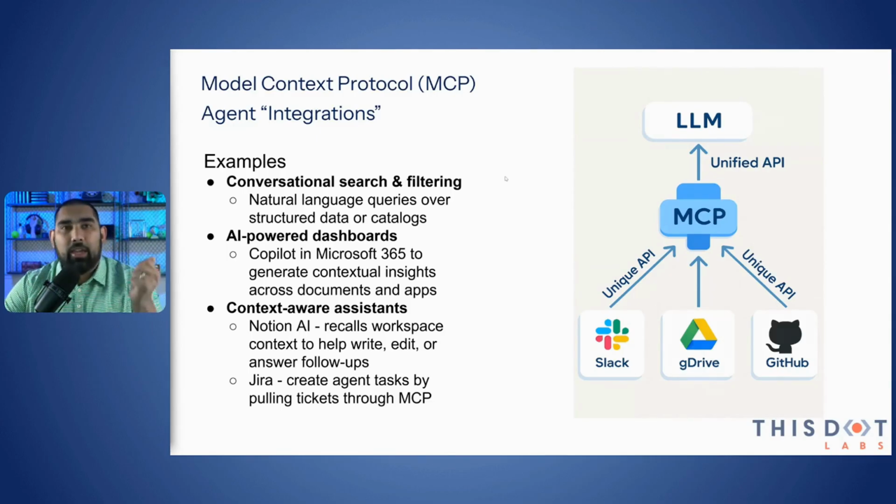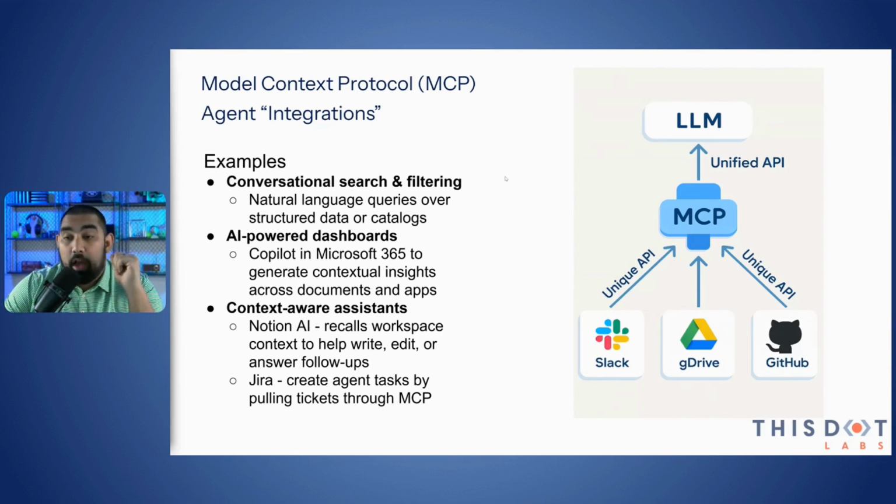So it's not just saying, hey, you use this for X%. Well, what does that mean? It could be a great way for the internal organization to understand more. Context-aware assistance is a big one. Notion AI, for example, recalls workspace context to help you write, edit, or answer follow-ups. Another one I'm seeing right now is Gmail. Google has put Gemini pretty much in everything, and as Gemini writes email replies, it has a lot more context, especially in a thread of emails, to write a more profound response than something very generic.